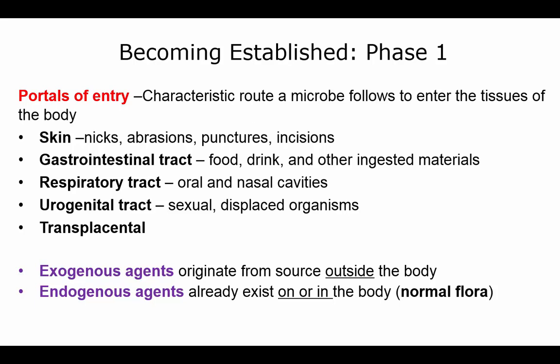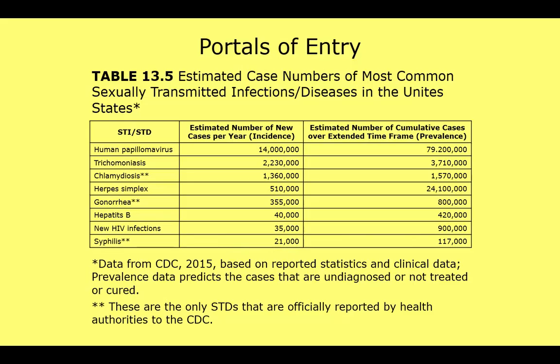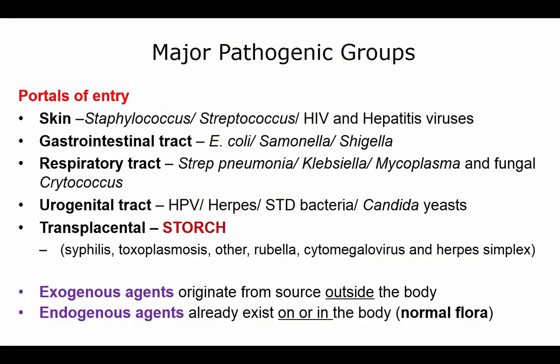A couple of vocabulary words they mention here: exogenous versus endogenous. So exo, outside; endo, inside. Exogenous agents, these are those that originated from outside of the body and lead to an infection. Endogenous, those that are already on or in your body, the normal flora that lead to an infection. Now, I did want to just quickly mention some of the major pathogen groups that are listed here.